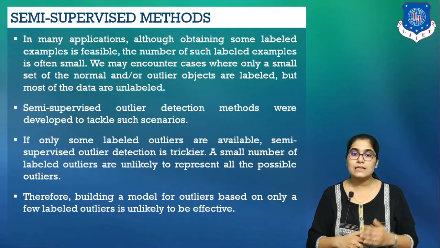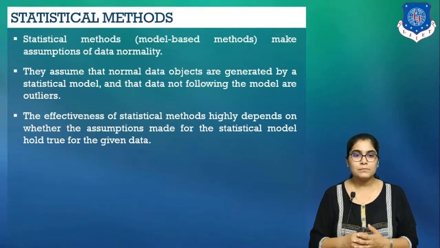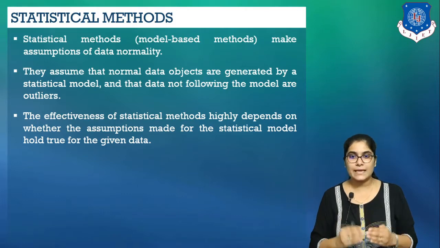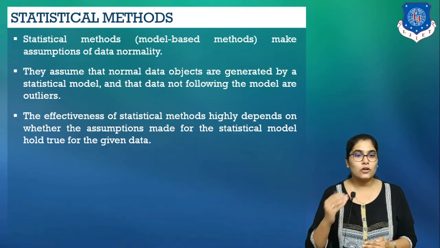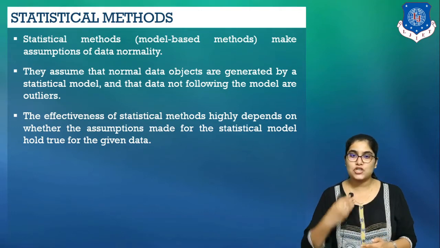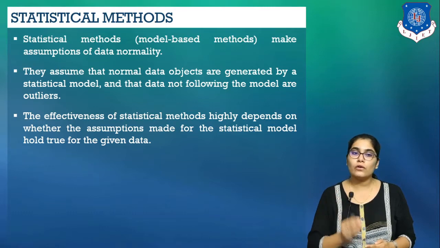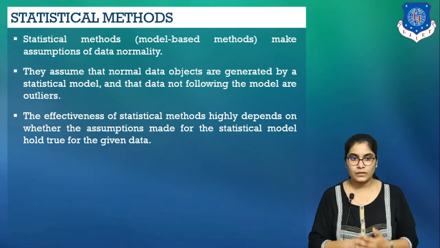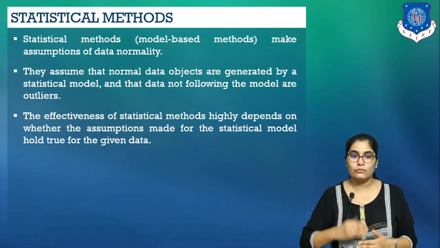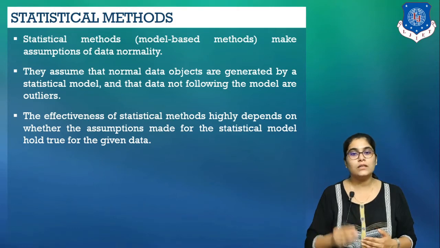Now let's discuss statistical methods. Statistical methods, which are also known as model-based methods, make an assumption of data normality. They assume that normal data objects are generated by a statistical model and that data not following the model are outliers. The effectiveness of statistical methods highly depends on whether the assumptions made for the statistical model hold true for the given data.